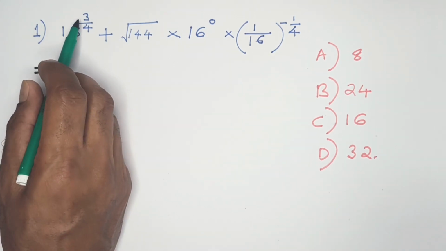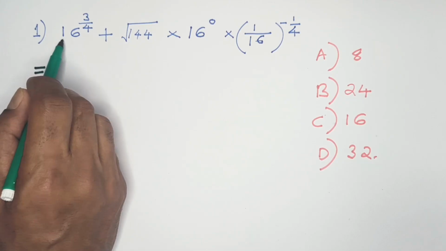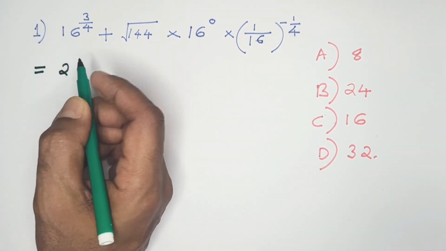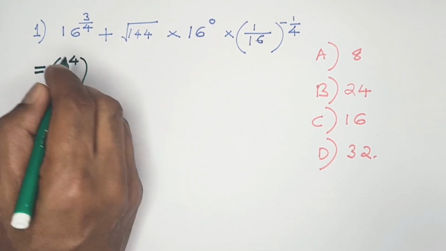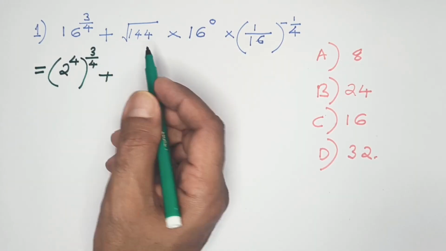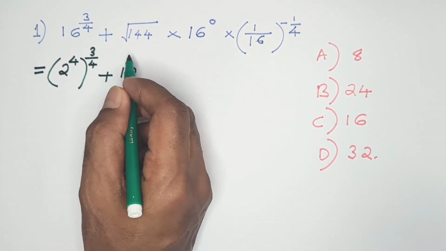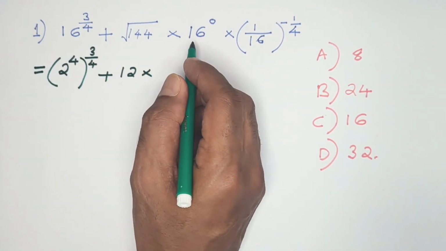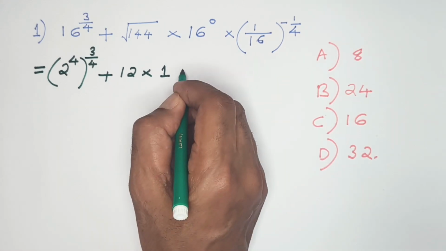Look at the denominator of this exponent, 4. So see if you can write the base figure 16 as something to the power of 4. 16 is 2 to the power of 4. You write it like that, the whole to the power of 3 over 4. Square root of 144. This is actually 12 because 12 squared is 144. And what is 16 to the power of 0? That's just 1. Anything to the power of 0 is 1.